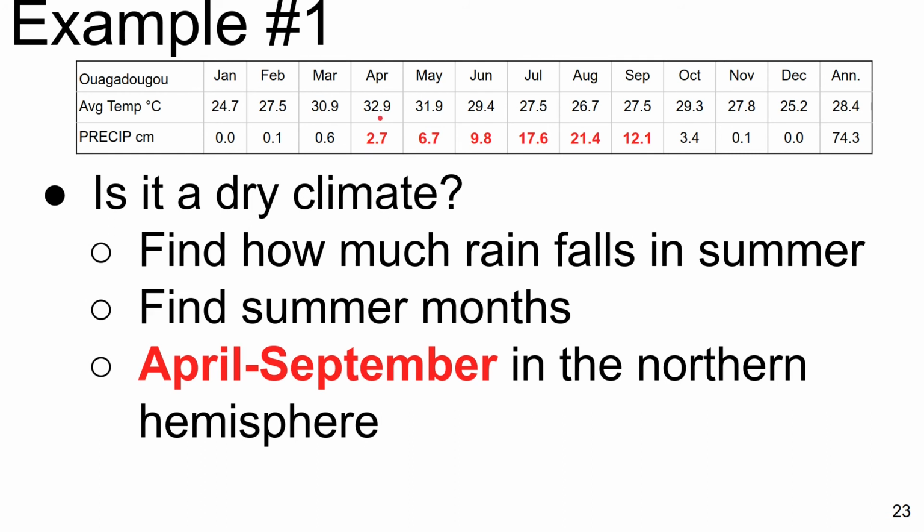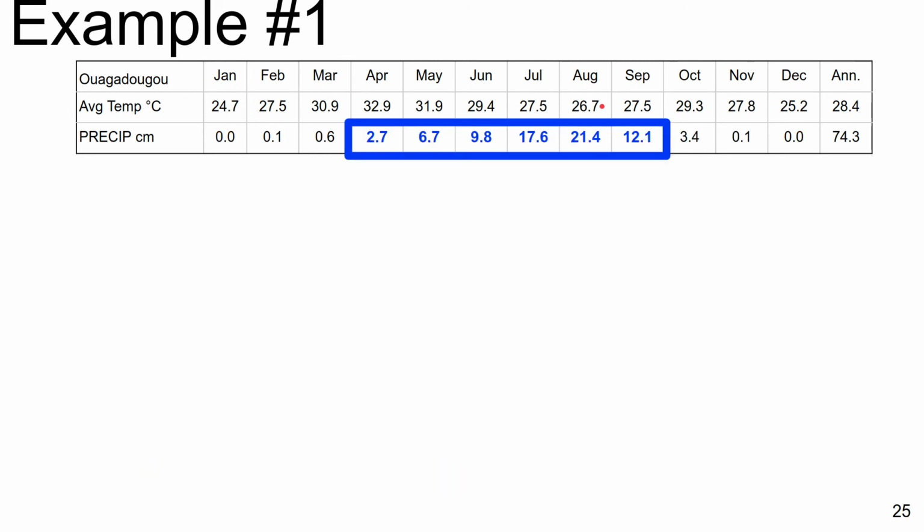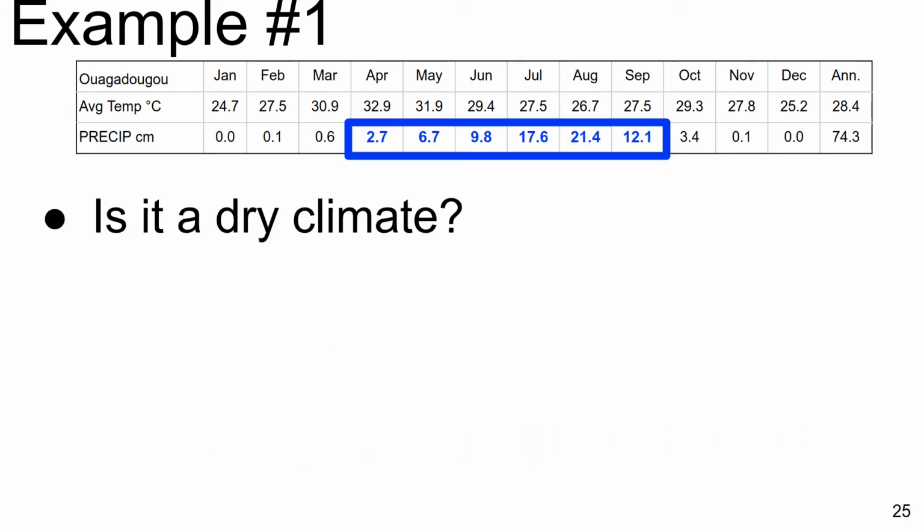That's the amount of analysis you have to do. You just look at it and go, well, which 6 months are warmer? Oh, April through September, boom, we're in the Northern Hemisphere. So April through September, those are going to be our summer months.